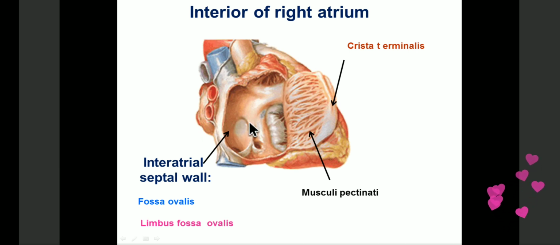And all around this, we can see a margin, which we call the limbus fossa ovalis, which is again the remnant which we can see of the septum secundum. So, septum primum forming the fossa ovalis, and remnant of septum secundum is seen as limbus fossa ovalis.